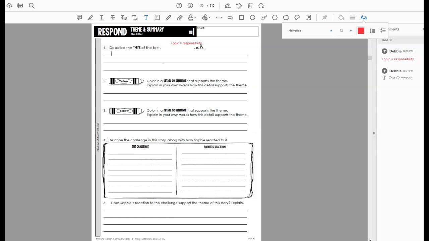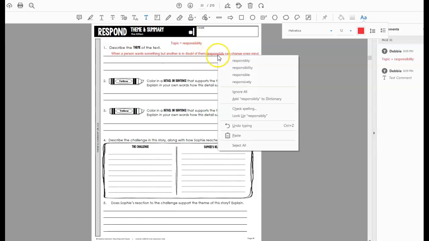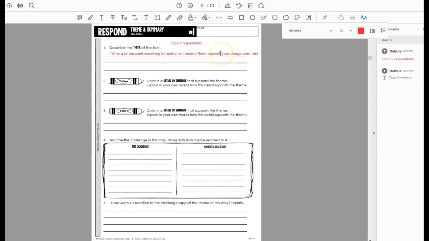So I would say that maybe we could write, when a person wants something, but another person is in doubt of them, responsibility can change one's mind. Do you see what I did there? I had to think about what that would mean. Sophie found a cat, but what would happen if you wanted a new game and your mom says, no, you're not responsible enough? Then you would have to make a change. You would have to become more responsible.